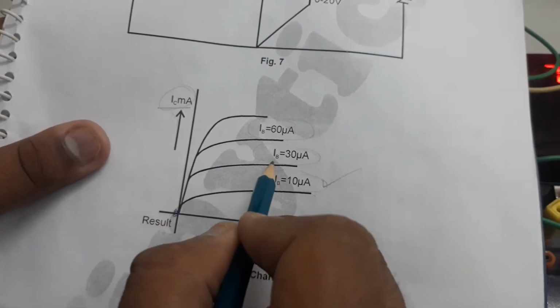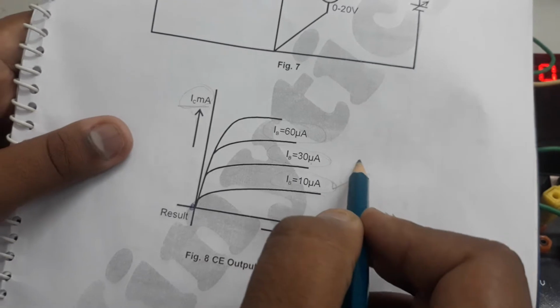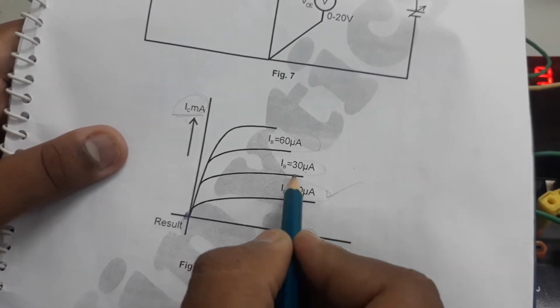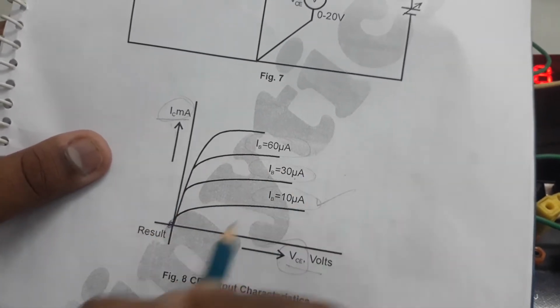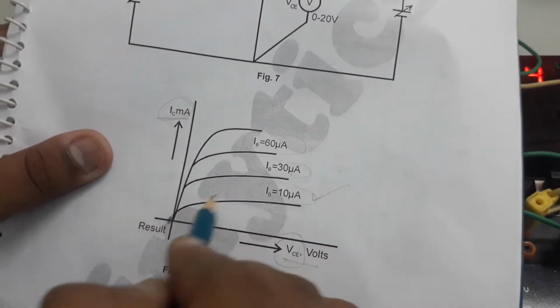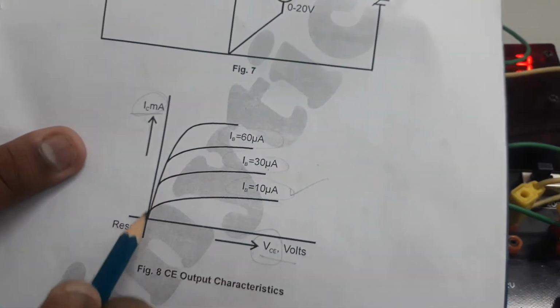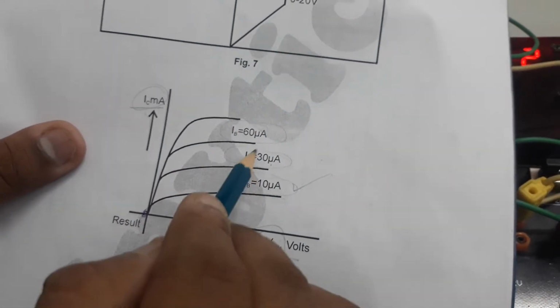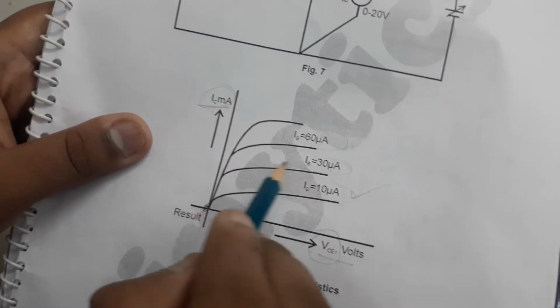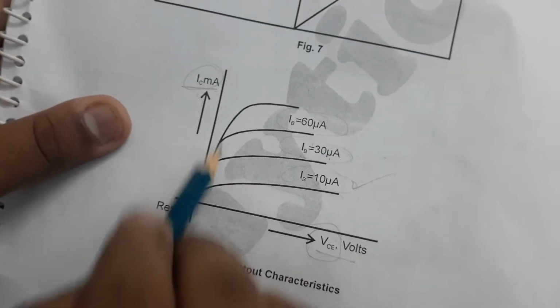Similarly, we can change to another input current value, and we'll plot the graph between VCE as well as IC. Similarly, you can change it for n number of values. As you go on increasing the value of IB, you will get the graph in this fashion. Clear? Now we'll perform.